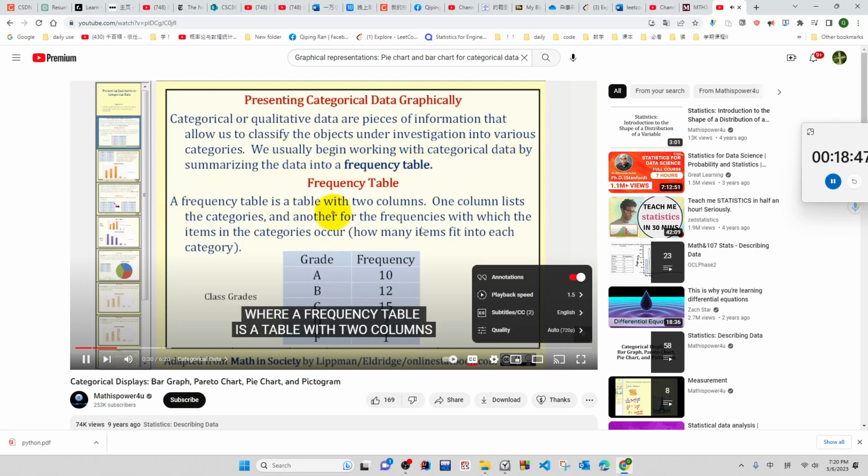Where a frequency table is a table with 2 columns, as we see here. One column lists the categories, and the other the frequencies with which the items in the categories occur, meaning how many items fit into each category. Looking at the frequency table, we can tell that 10 students received an A, 12 students received a B, 15 students received a C, and so on. If we sum the frequencies, we can determine the population. You can see here would be 40, so there were 40 students in the class.